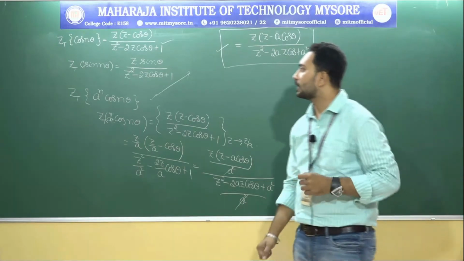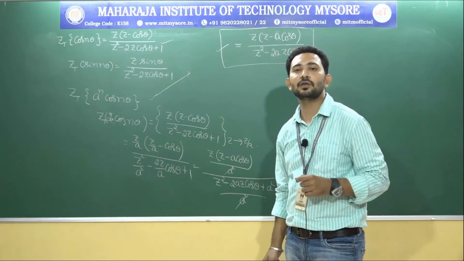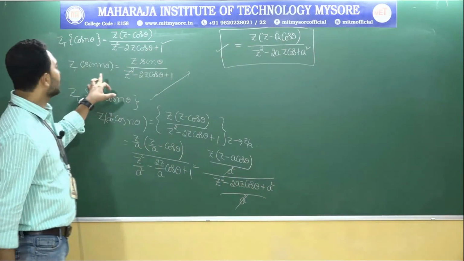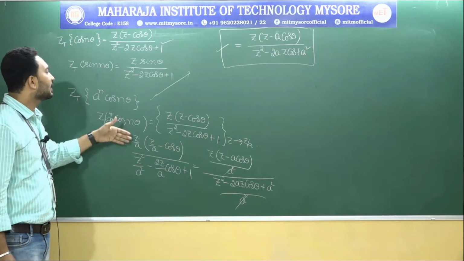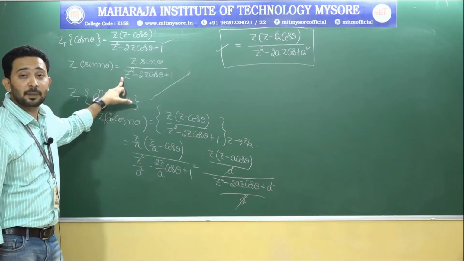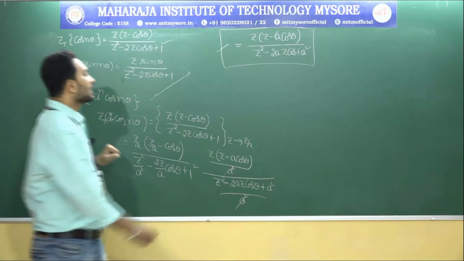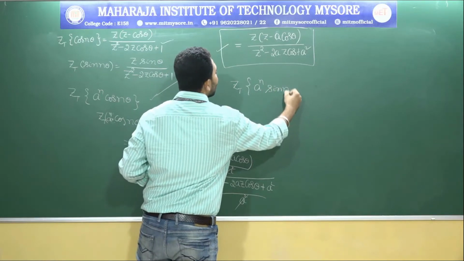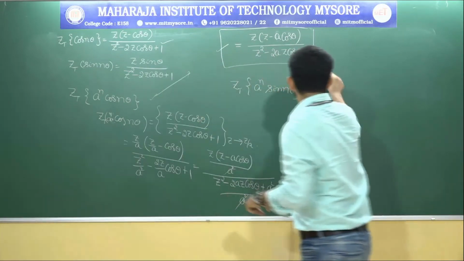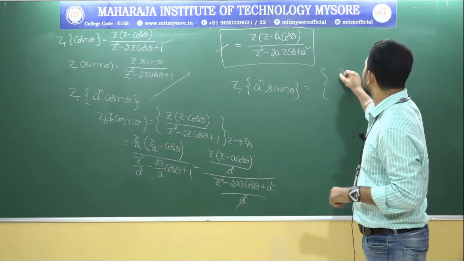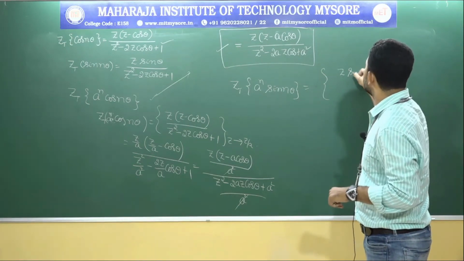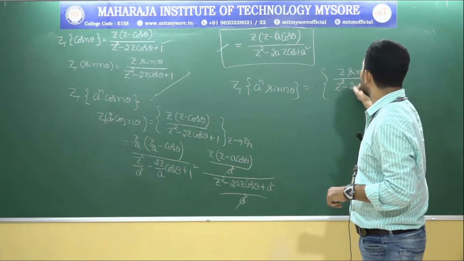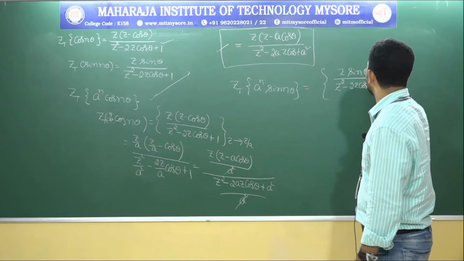Similarly, we can find the z transformation of a power n into sin n theta. What is the z transformation of a power n into sin n theta? Like this, by changing z to z by a, we can find it. We have the z transformation of sin n theta as z sin theta divided by z square minus 2z cos theta plus 1.